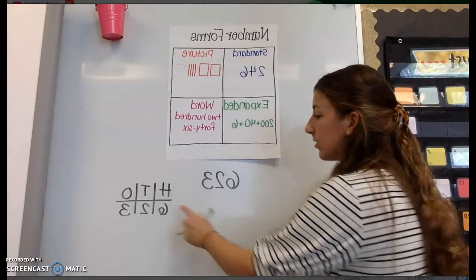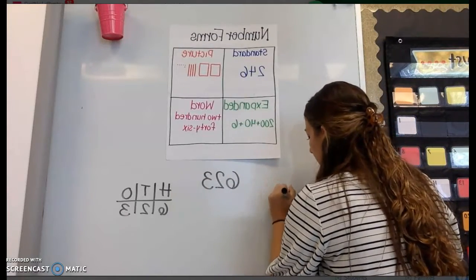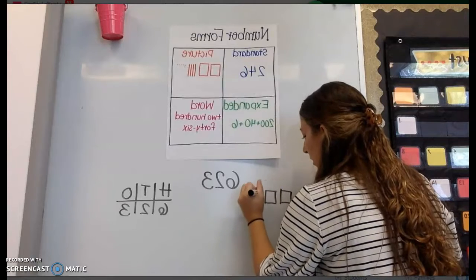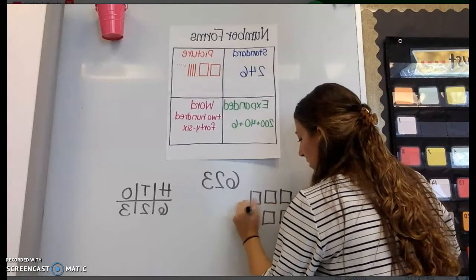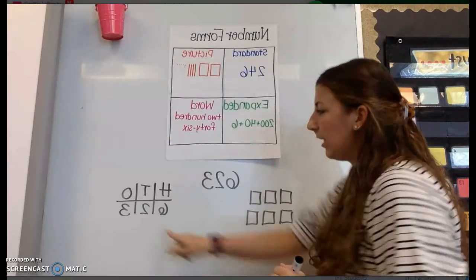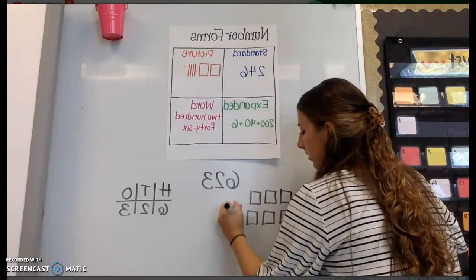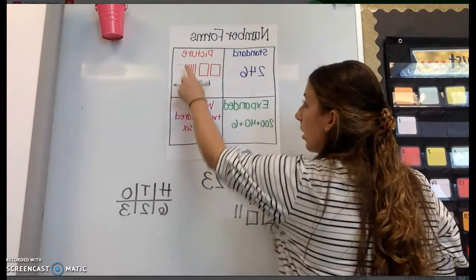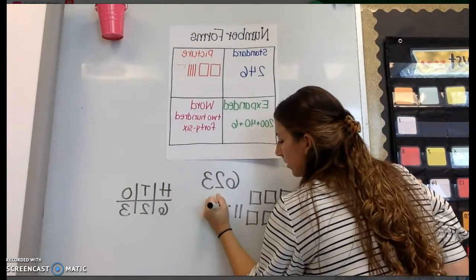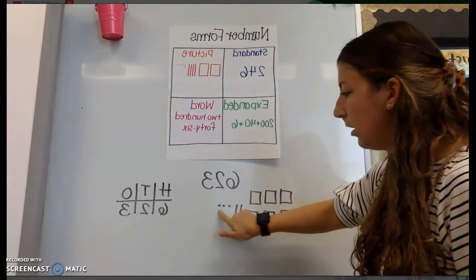So now I'm going to take a look at my picture form, and this tells me exactly how many to draw. So I need to draw 6 hundreds, and my hundreds are squares, so I need 6 of those. I need 2 tens, or 2 lines. And then I also need 3 ones, or 3 dots. So that shows 623.